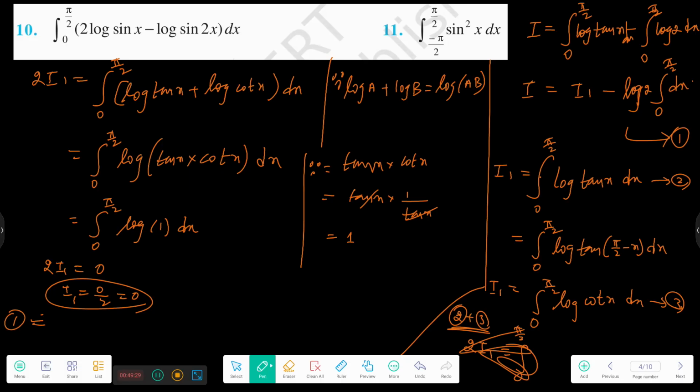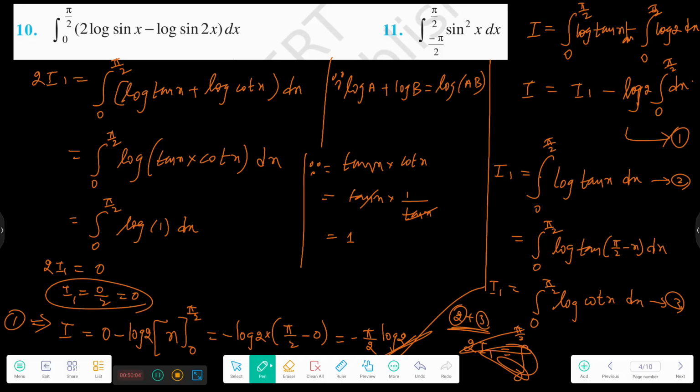So that 1 implies I is equal to I1 value 0 minus log 2 integral dx, just x, limit 0 to pi by 2, which is equal to minus log 2 into upper limit pi by 2 minus lower limit 0. Then we can write pi by 2 as the first term and log 2 next. So is that our required answer for question number 10?